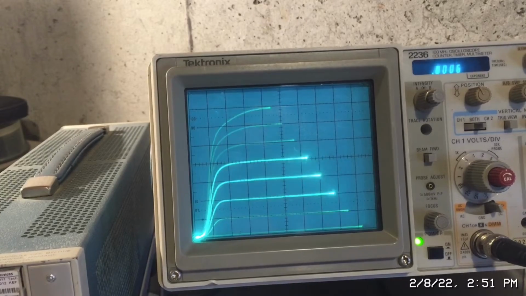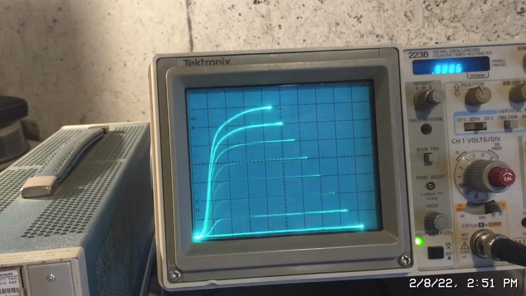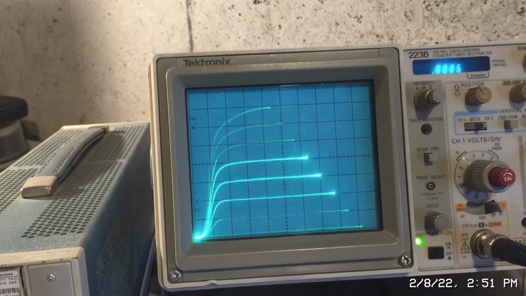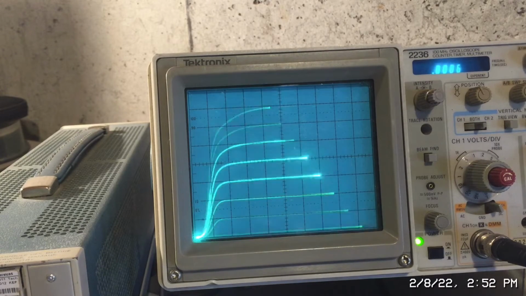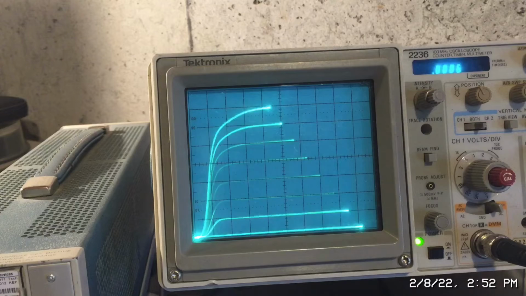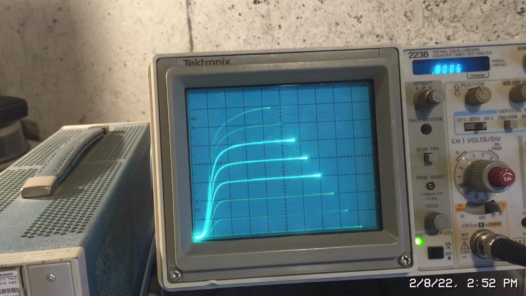What I'm testing here are two 3904 NPN transistors. I picked a transistor that a lot of us would be familiar with. So what does the curve tracer allow us to do here? This particular one has two sockets, so you can do left and right, and we can compare the two transistors, for example.